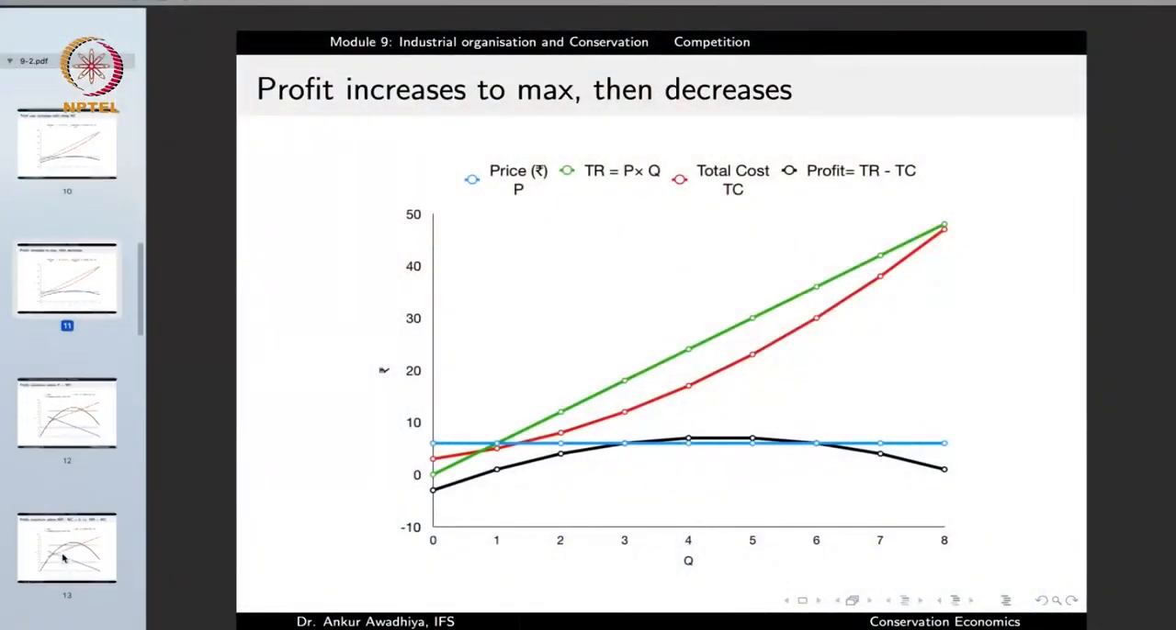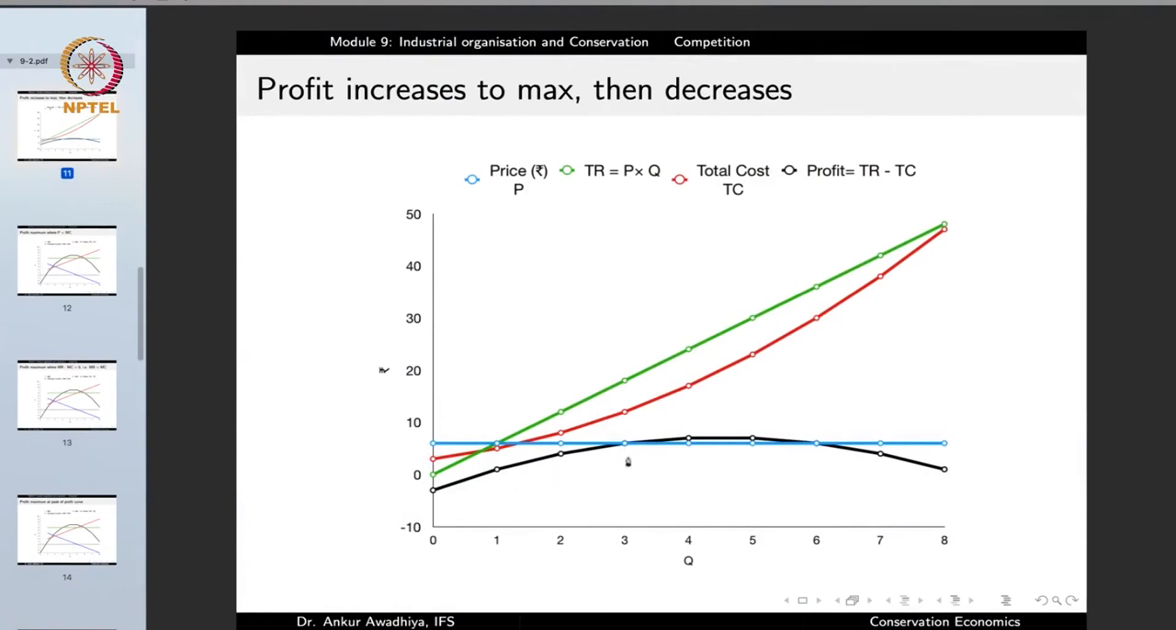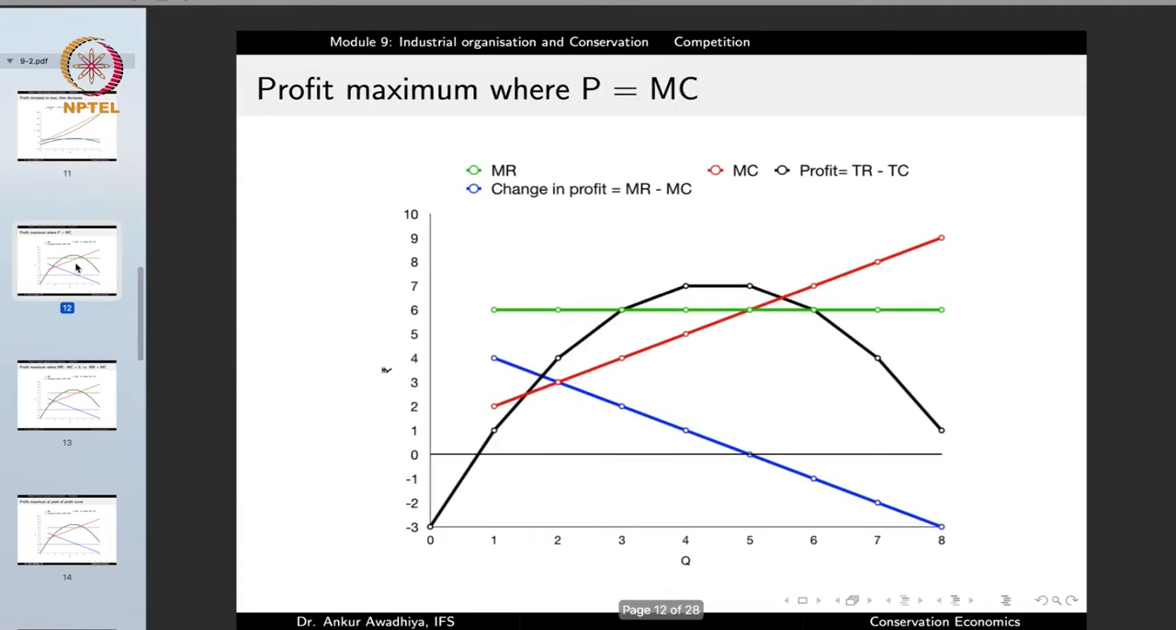Next, we can have a look at the profits. Now, profit increases, reaches a maximum value, and then starts to decrease, which is this black line. Now, the profit is given by total revenue minus total cost. So the difference between both of these is the profit. So where both of these are roughly the same, we will have a profit of zero or near to zero. When the difference is large, then we will have a larger amount of profit. So profit goes to a maximum and then it goes on decreasing.